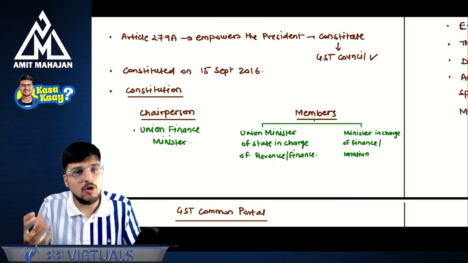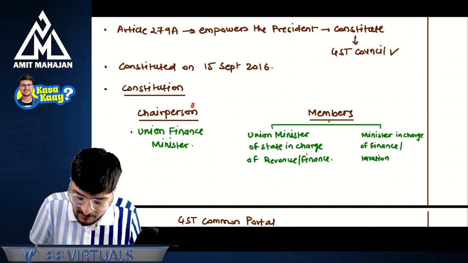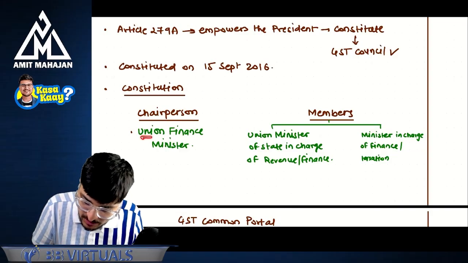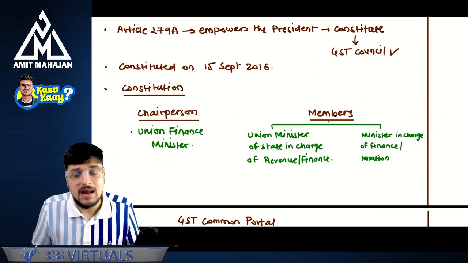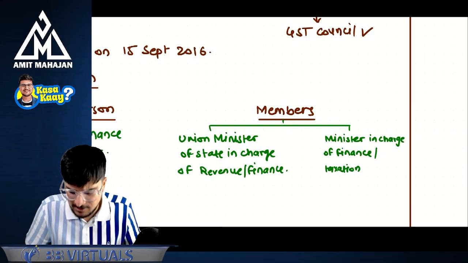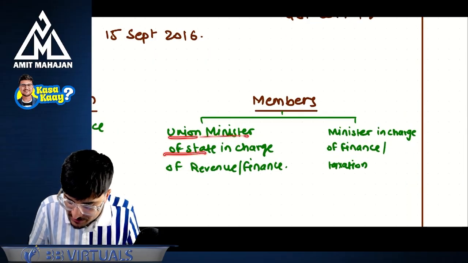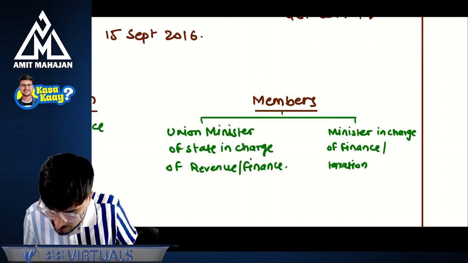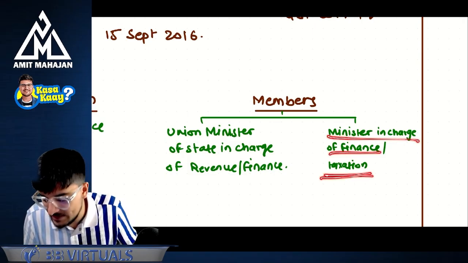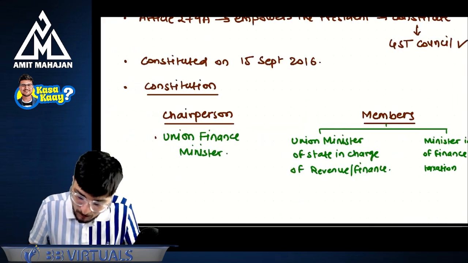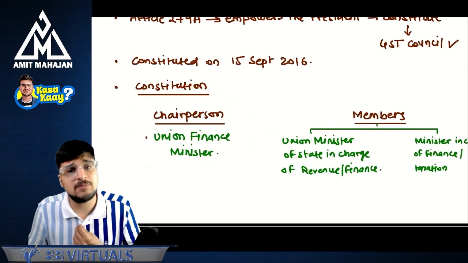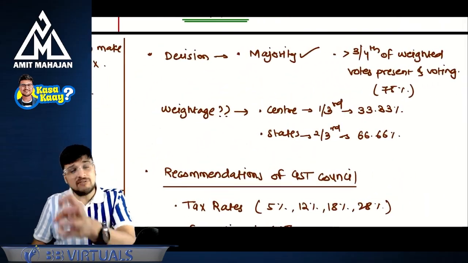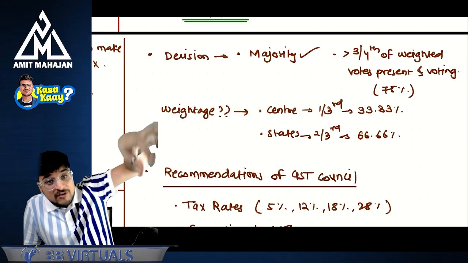Very good. What is the constitution? The constitution is there will be one chairperson and there will be certain members. Who will be the chairperson? Union Finance Minister is going to be the chairperson. And if we talk about members, you can just read it once. Union Minister of State in charge of Revenue or Finance. And another person is Minister in charge of Finance or Taxation. Okay. But I want you to remember this at least. Chairperson is Union Finance Minister.